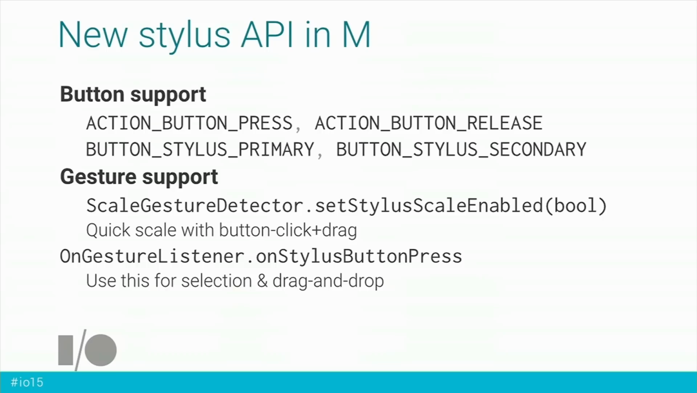We also have new gesture support. So you can use ScaleGestureDetector to enable a stylus scale gesture: click the button and drag. It's very much like the tap-and-a-half drag scale gesture that we support in a lot of apps on Android today. And you can also add a listener for specifically when the stylus button gets pressed, to make it really easy to do things like picking up objects and drag and drop them.